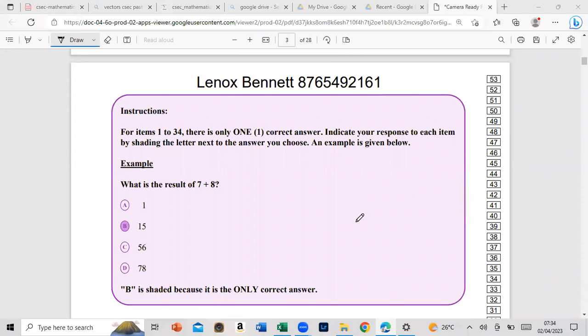Alright, so it says for item 1 to 34, there is only one correct answer. Indicate your response to each item by shading the letter next to the answer you choose. An example is shown below. Alright, so they say you must shade. And it says, what is the result of 7 plus 8? For my purpose, I'll just tick it, but do what they say in the examination. Ensure you shade it. Alright, guys, let's go.